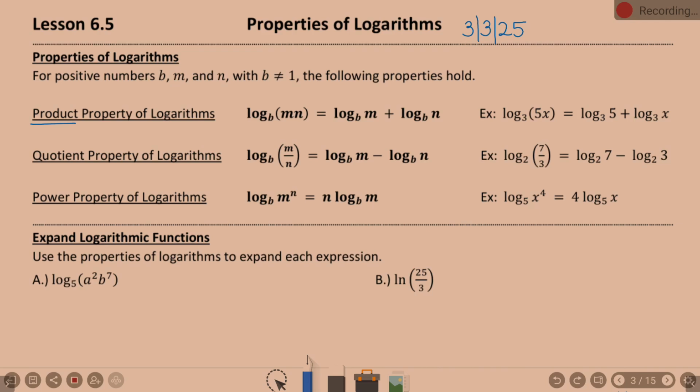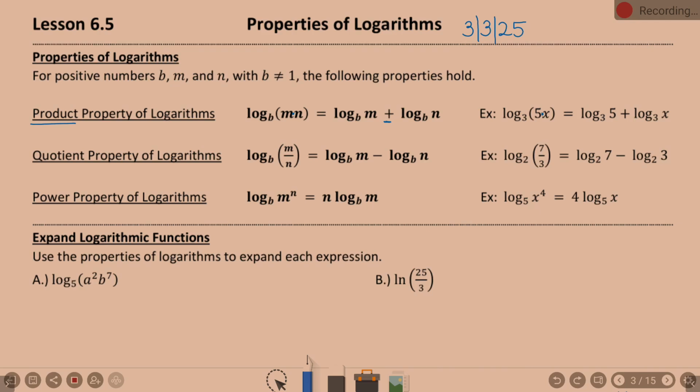It says if there is multiplication inside of a log, you can take that 1 log and split it into 2 logs being added. So when you see multiplication inside the log, it can split up into 2 logs being added. For instance, log base 3 of 5x. Well, 5x is 5 times x, yes? So that can be rewritten as log base 3 of 5 plus log base 3 of x. That's your product property.